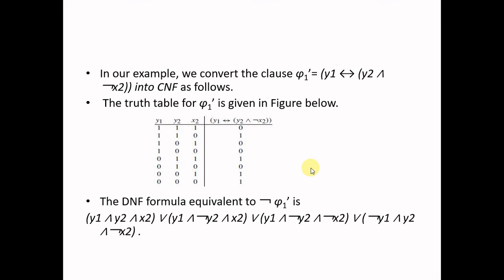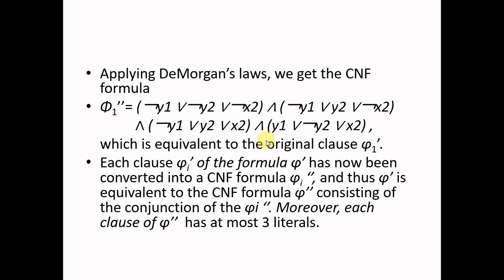formula phi i double dash, and thus phi dash is equivalent to the CNF formula phi double dash consisting of the conjunction of the phi i double dash. Moreover, each clause of phi double dash has at most 3 literals. So for one clause we have constructed like this, and you can repeat this for each of the clauses, and you can combine them. So this one is actually in CNF form. When you convert everything into this form, you will get a CNF.